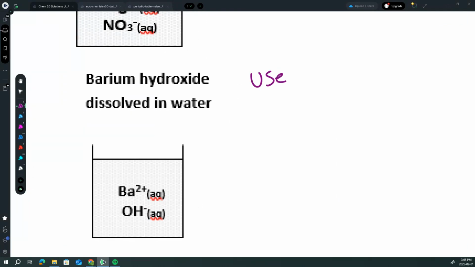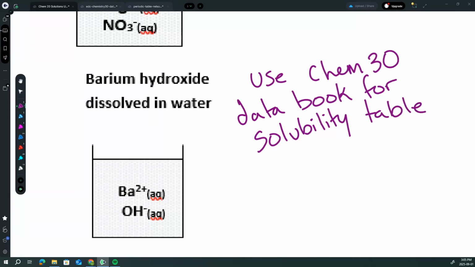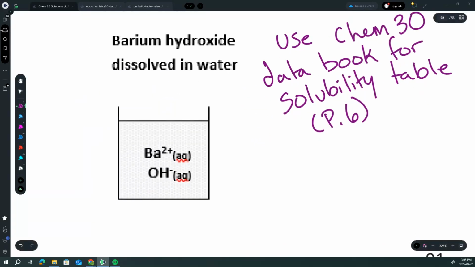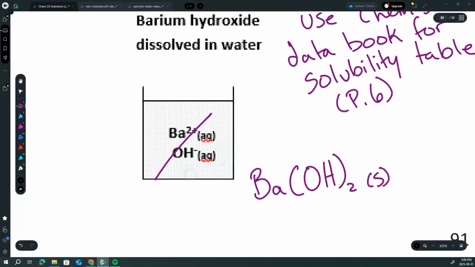So we're going to say use the Chem 30 data book for a solubility table, just so that we have some consistency. It's on page 6. So this should be barium hydroxide, and since it's insoluble in water, we would just write it as S for solid.